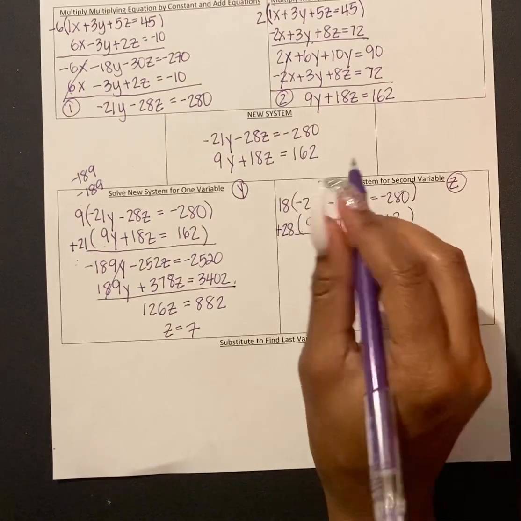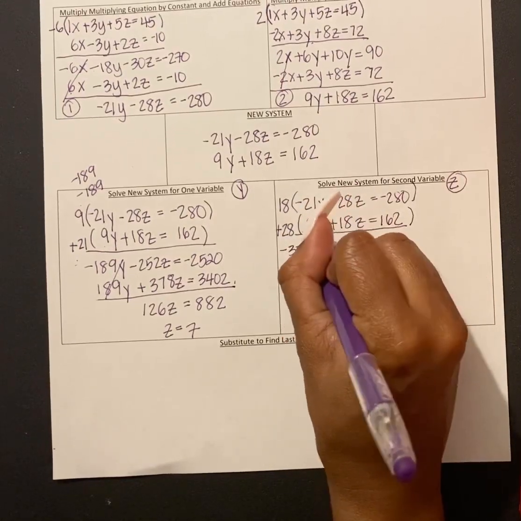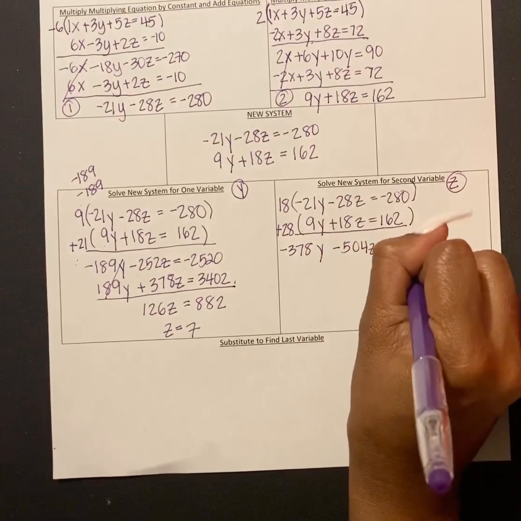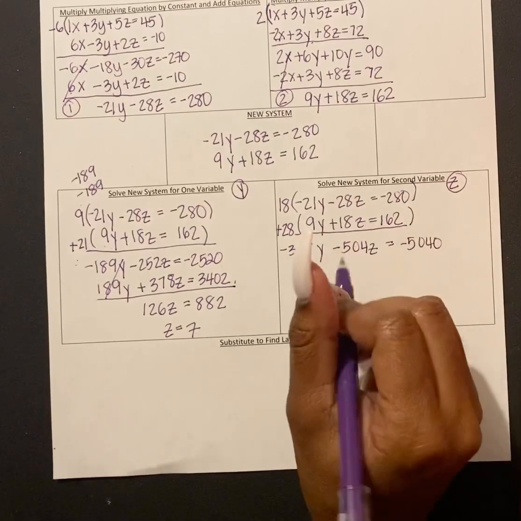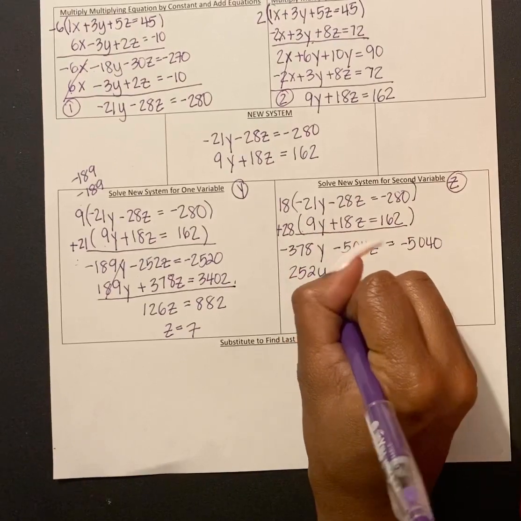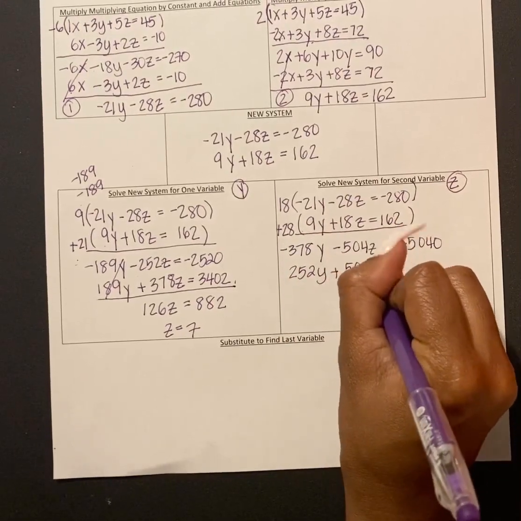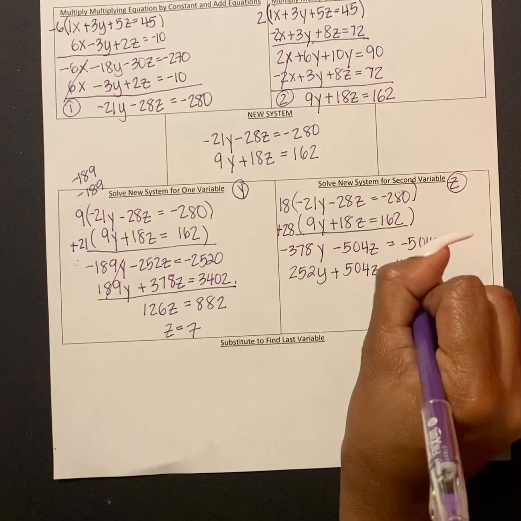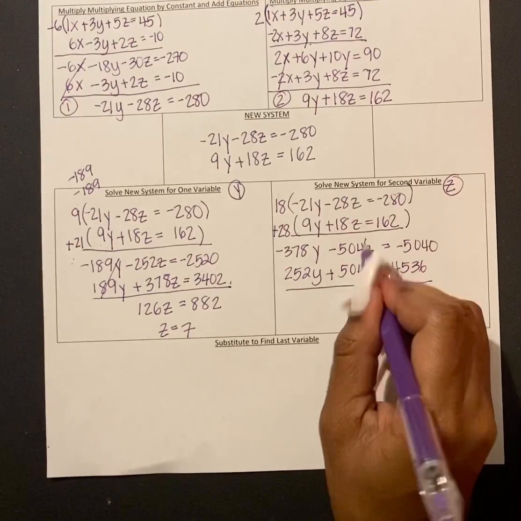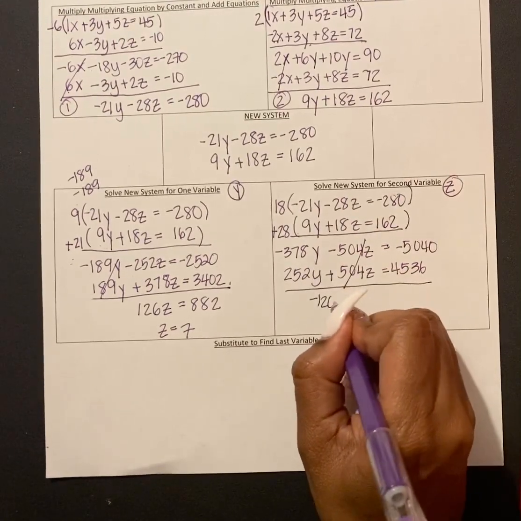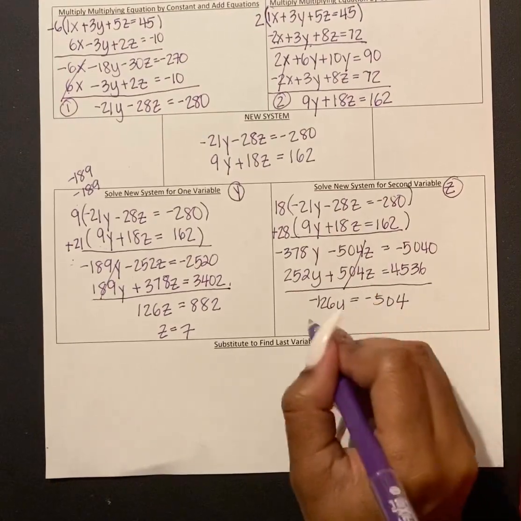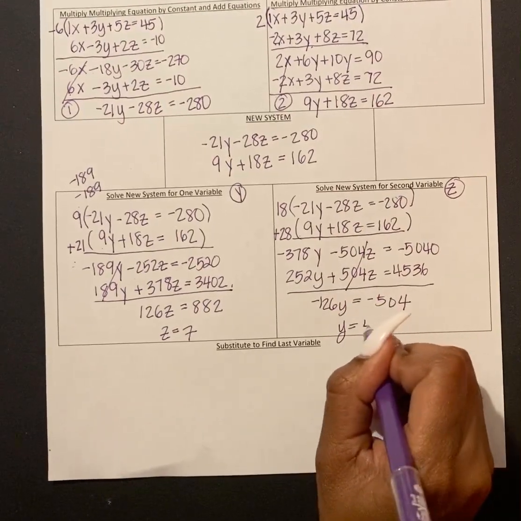So when I distribute the 18, it gives me -378y minus 504z equals -5040. And when I distribute the 28, it gives me 252y plus 504z equals 4,536. And these cancel out. So you're left with negative 126y equals negative 504. And when you divide by negative 126, you get y equals 4.